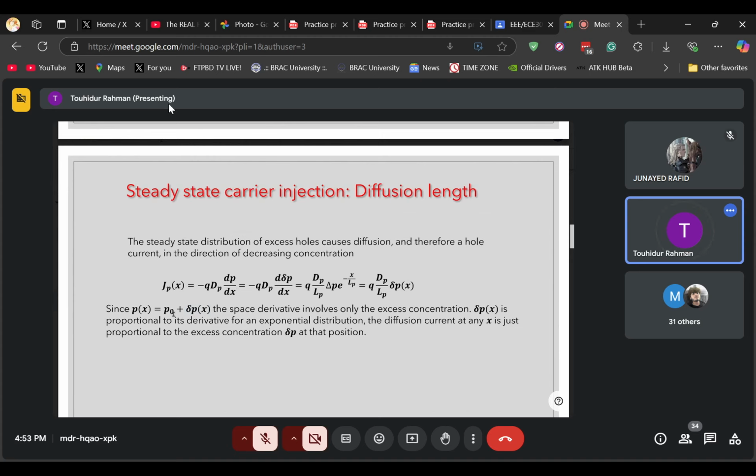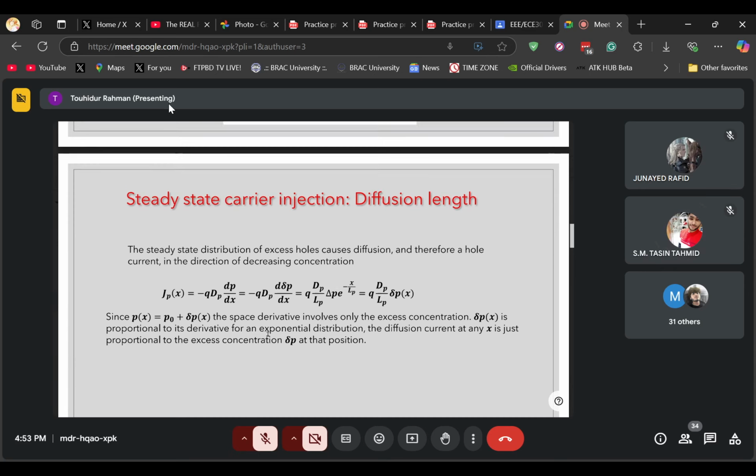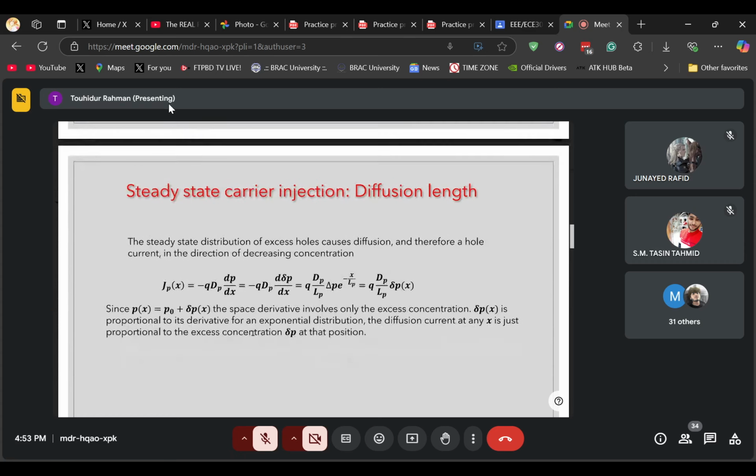Make sense? Anybody? Yes, sir, understand. Okay, good. And also, we are calculating diffusion current, and for the diffusion current we need a concentration difference. But if we consider P0, is there any concentration difference for P0?